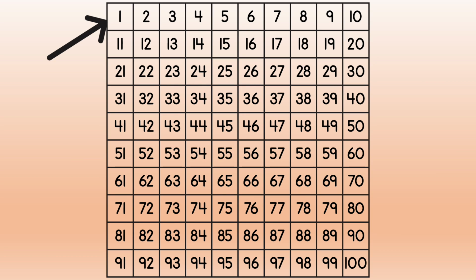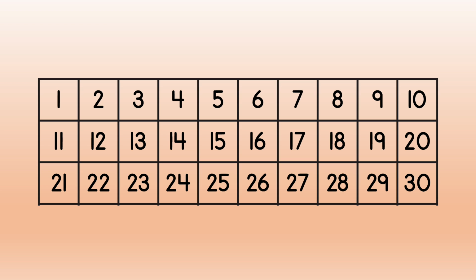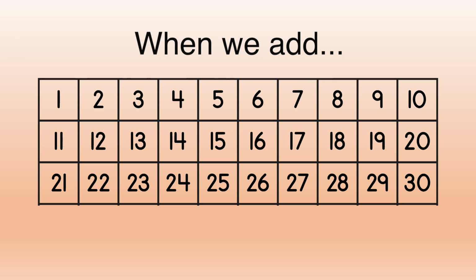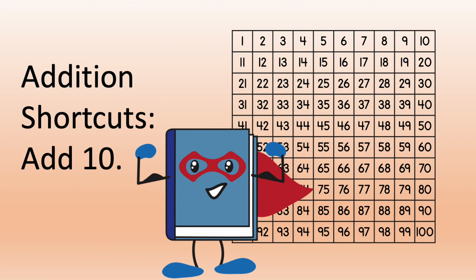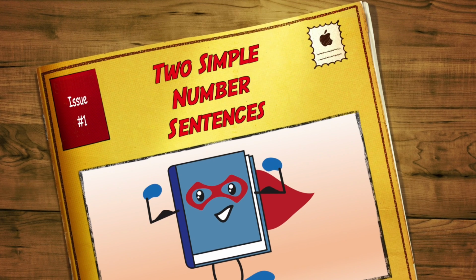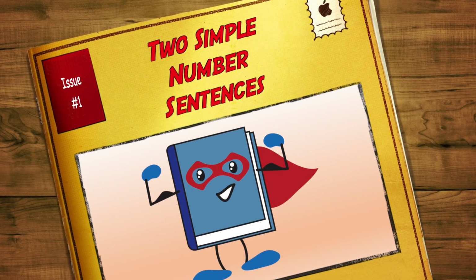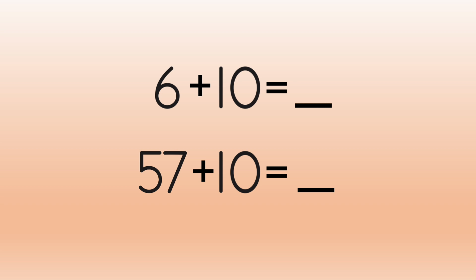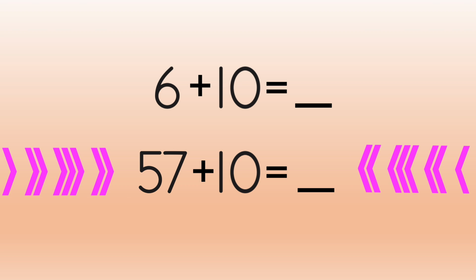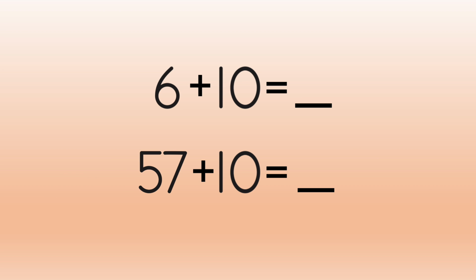Let's quickly review what a hundreds chart is. Remember, it's a box divided into 100 little boxes numbered from 1 to 100. And remember, when we add on a hundreds chart, we always either go to the right or go down. So today we're going to take a look at two very simple number sentences. 6 plus 10 equals blank, and 57 plus 10 equals blank.